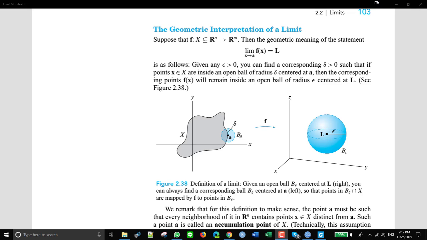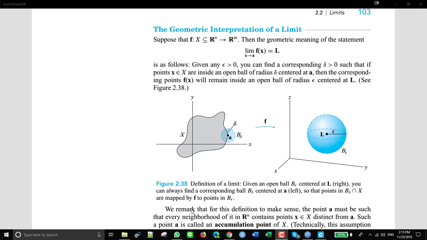But in any case, the idea is that if we want to get really close to L, we can make this small enough so that everything in there gets mapped within this small ball or sphere around L. If we can do that for any epsilon, then we call L the limit as X approaches A. So that's a kind of geometric interpretation of what we mean by the limit, especially in the case of R2 to R, but we can sort of imagine more generally what it means for from Rn to Rm. Or I shouldn't say we can imagine it, but we can understand it.